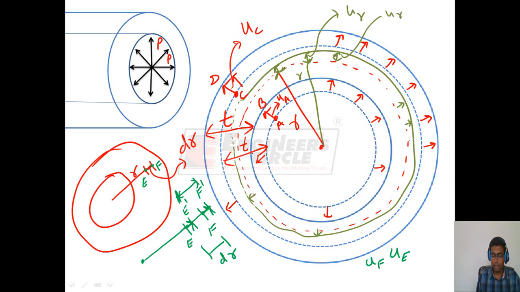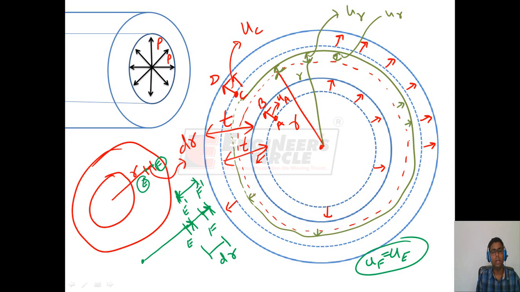We have already learned that UE will be equal to UF because all the points along the radius will displace equally in the radial direction. Therefore, point E will displace by U and point F will also displace by U. Since both points E and F have moved by the same distance in the radial direction, there is no relative motion between point E and point F. So the length EF, that is dr, has not changed. Therefore, the change in length of a differential element EF along the radial direction is 0.